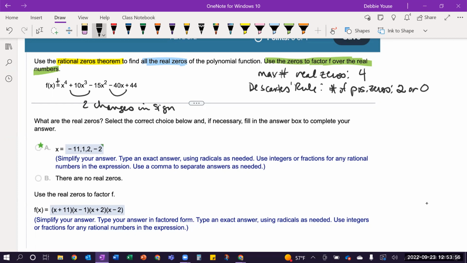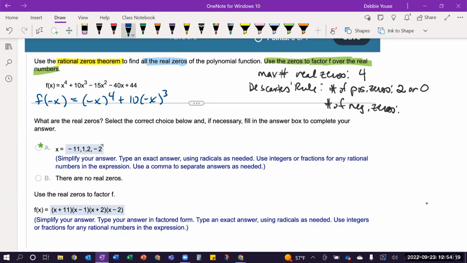Okay. Then for the number of negative zeros, I do something slightly different, but also similar. I have to evaluate f of negative x and then look at the sign changes. So I'm putting in a negative x, and then I'm going to simplify that. If I raise it to the 4th power, this is really just positive x to the 4th. If I raise to the 3rd power, that makes this term negative 10x cubed. If I square a negative, it's positive, but I still have minus 15 for the coefficient, so it's negative 15x squared. If I have negative x times negative 40, that's positive 40x, and then the plus 44 doesn't change.